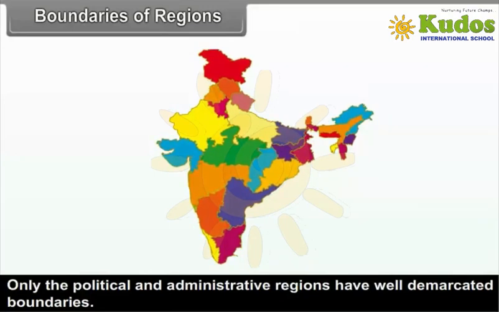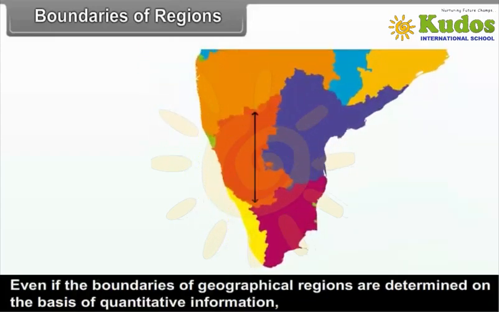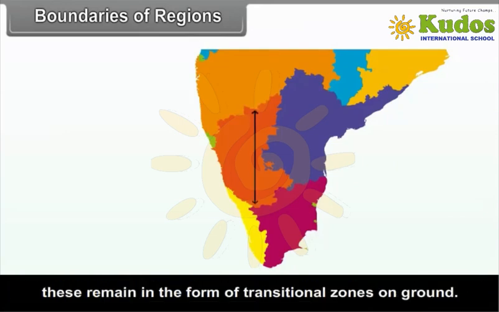Only the political and administrative regions have well demarcated boundaries. Even if the boundaries of geographical regions are determined on the basis of quantitative information, these remain in the form of transitional zones on the ground.